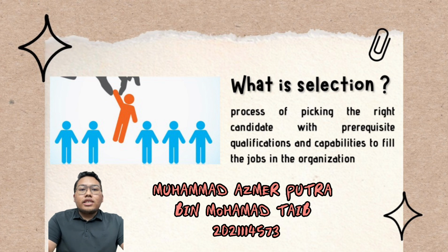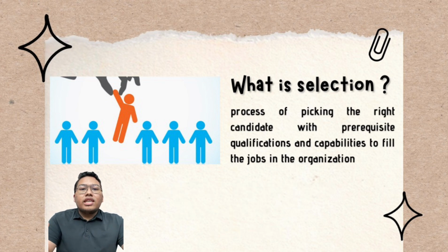What is selection? Selection is the process of picking or choosing the right candidate who is the most suitable for the vacant job position in an organization. In other words, selection can be explained as the process of interviewing the candidate and evaluating their qualities, which are required for the specific job, and then choosing the suitable candidate for the position.